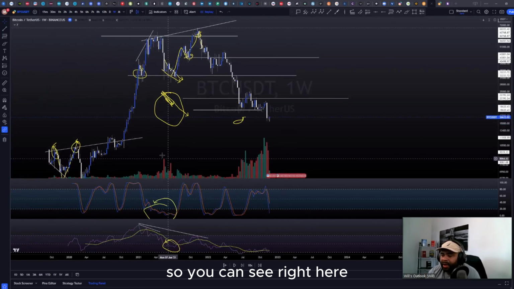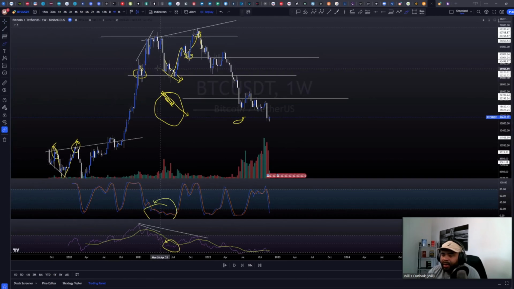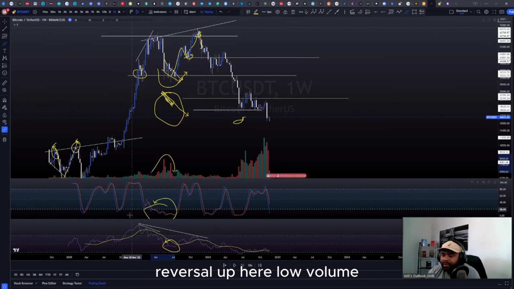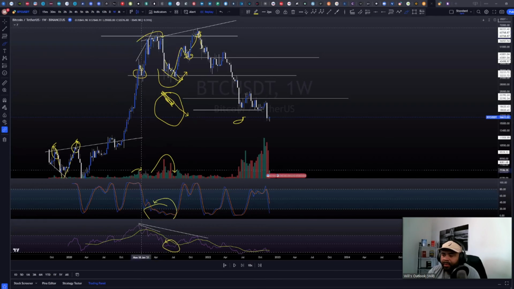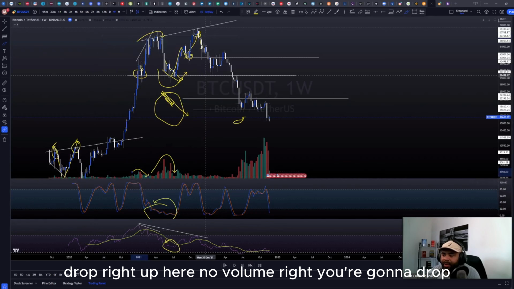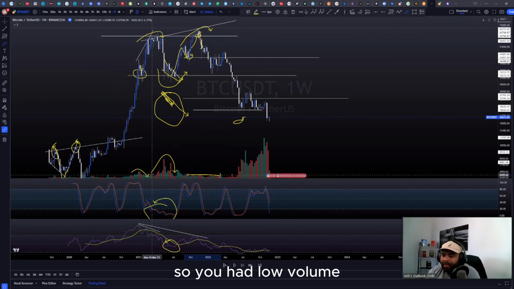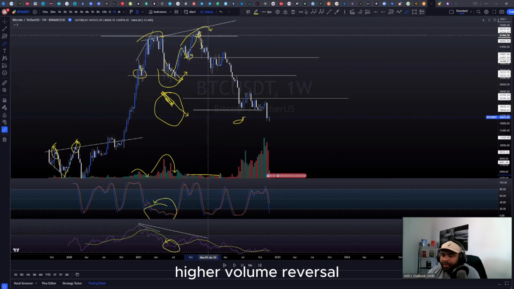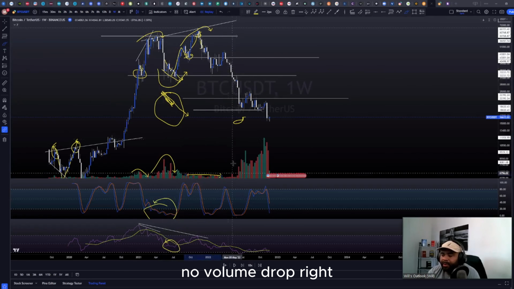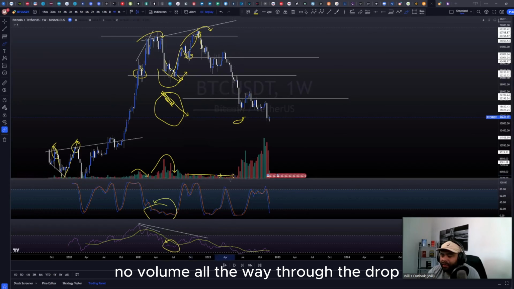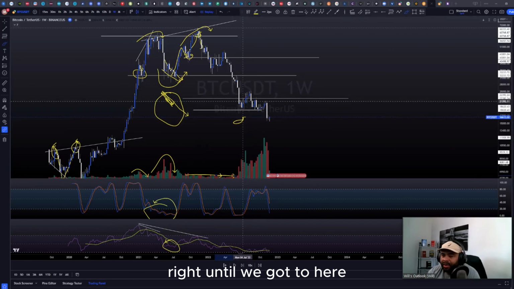So you can see right here, high volume, right? High volume, reversal. Up here, low volume, drop, right? Up here, no volume, you're going to drop. So you had low volume, higher volume, reversal, no volume, drop, right? And then we continued to stay no volume all the way through the drop, until we got to here.